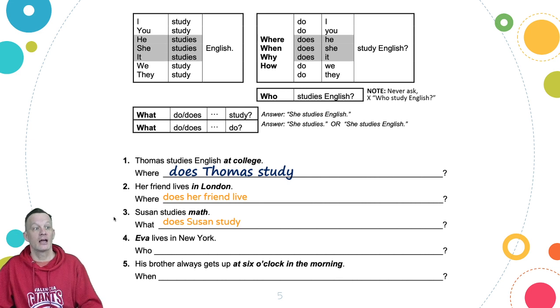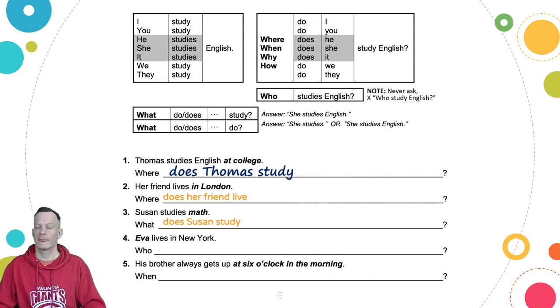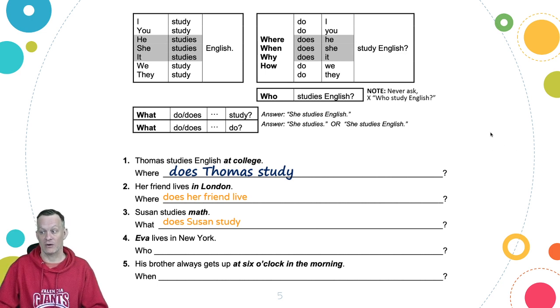The next one, Eva lives in New York. Eva lives in New York. Let me just move this over. Eva lives in New York. So now we have a little difficult one, a tricky one. Who? Not where, who? And the answer is Eva. And Eva is the subject of our question and the subject of our answer.